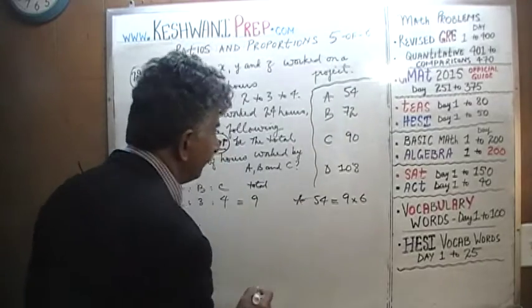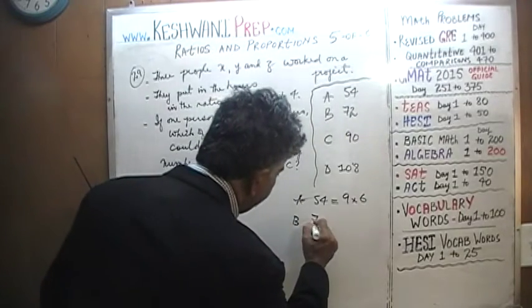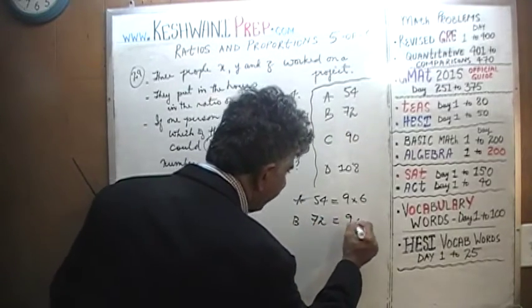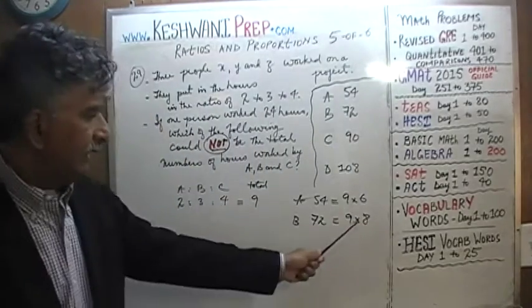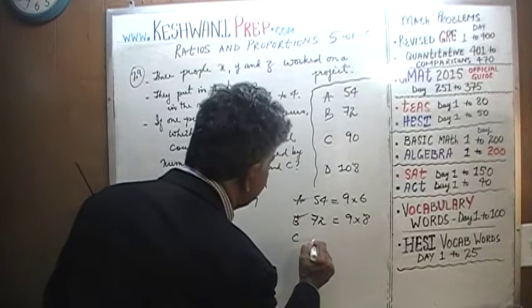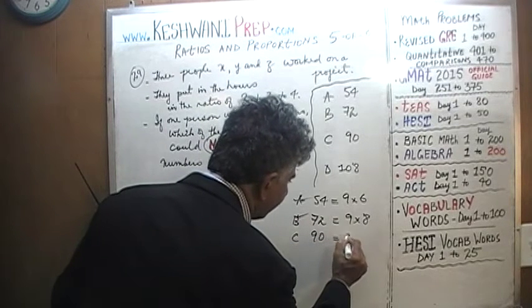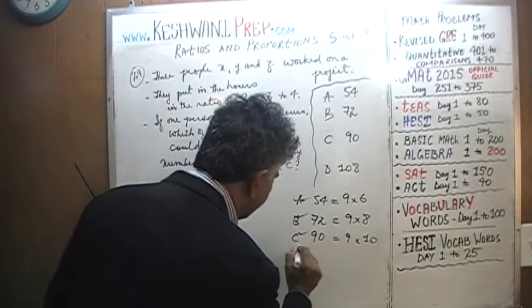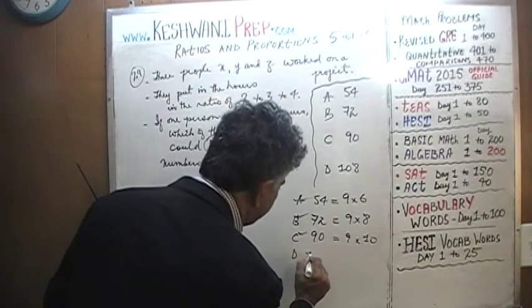That is possible. Let's look at B. B is 72. Is that a multiple of 9? The answer is it is a multiple of 9. 8 times 9 is 72. So that also works. What about C? C says 90. Of course, that would work because that's just 10 times 9. So that works. Must be D.